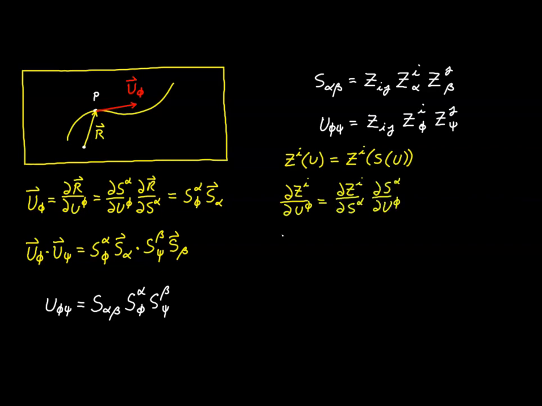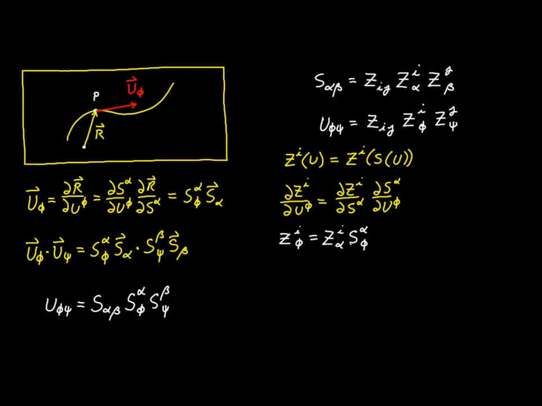This first term is our shift tensor z I phi. This term is shift tensor z I alpha. And this last term is our shift tensor s alpha phi. So what we've got here is a relationship between three different shift tensors. One that relates our z-coordinates to the curve, another that relates our z-coordinates to the surface, and the third one which relates our surface coordinates to the curve. And they're related according to this chain rule.